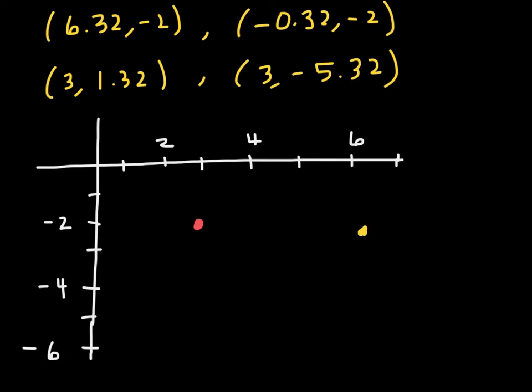We have negative 0.32, which is really close to 0, and negative 2. Okay, so maybe about right there, give or take. And then we have positive 3, comma 1.32. I just realized I forgot to scale my axes up here, so let's call that 1. So 3, comma 1.32 is up there somewhere, right? And then finally we have positive 3, negative 5, 0.32. So maybe about right here.